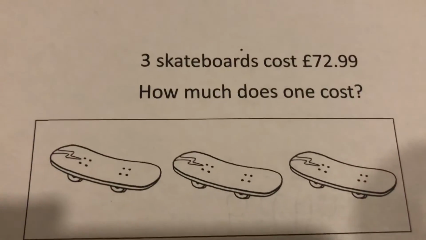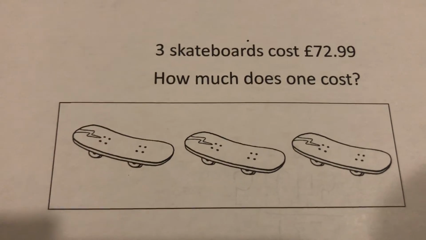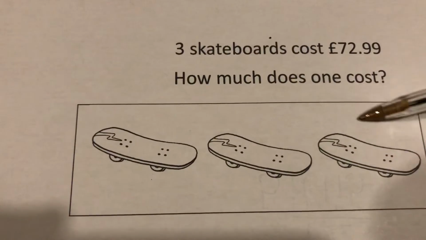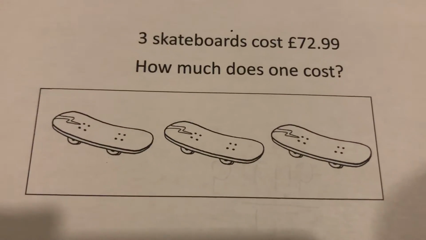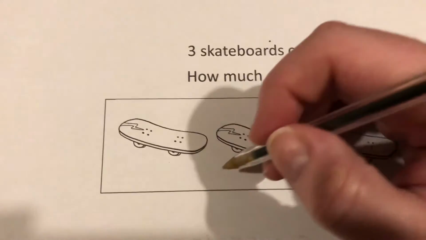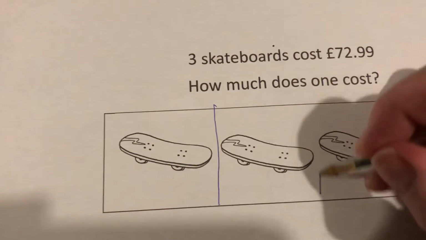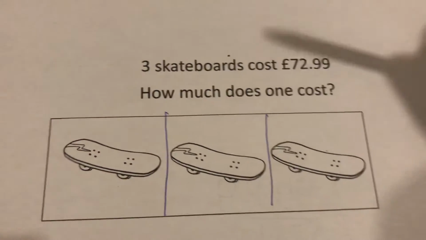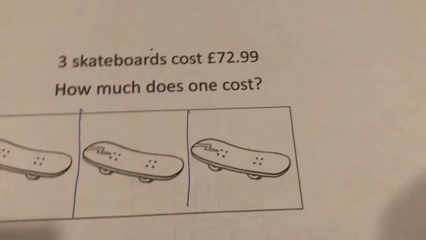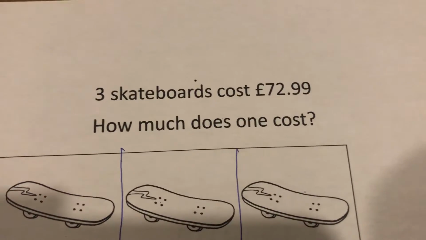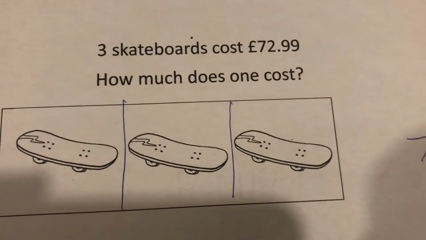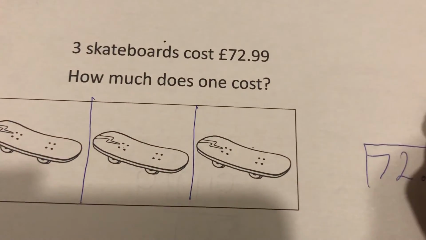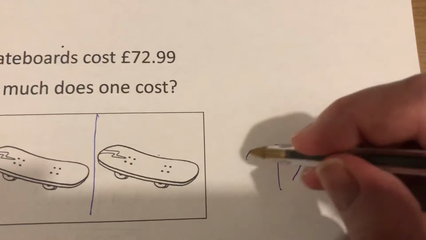And then the last piece of practice, you've got another word problem. So 3 skateboards cost $72.99. How much does 1 cost? So for all 3 of them, it's $72.99. How much does 1 cost? Okay, so I'm dividing it by 3. I want to find out how much 1 of them costs. So I'll do it over here. So I have $72.99 divided by 3.